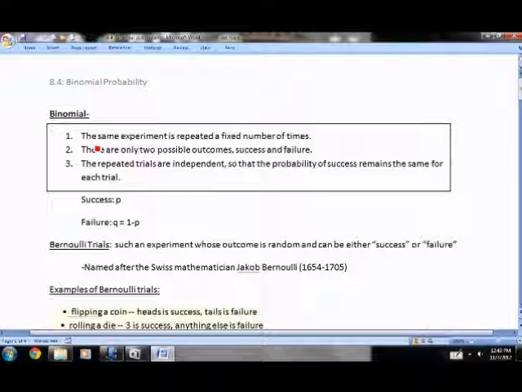Next, we're going to talk about section 8.4, which is binomial probability. With this type of probability, there are only two possible outcomes, success and failure. Success means you get the outcome you want, and anything other than that outcome is considered a failure. A very basic example of this is flipping a coin. Heads is a success and tails is a failure.